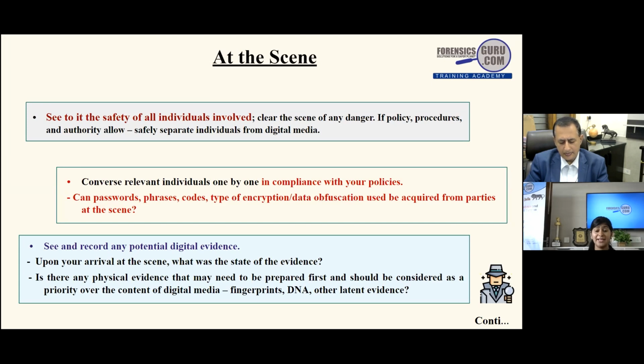Okay, that is why the documentation part is very important. Talk to people, get to know the scenario, get to know what exactly has happened. If there is any eyewitness, talk to the eyewitness. The eyewitness will give you the main idea about the incident.